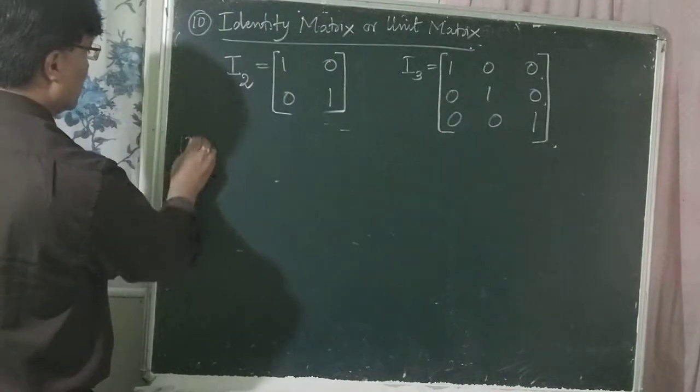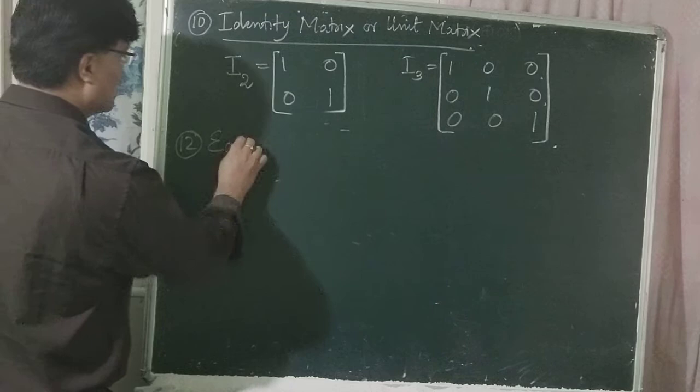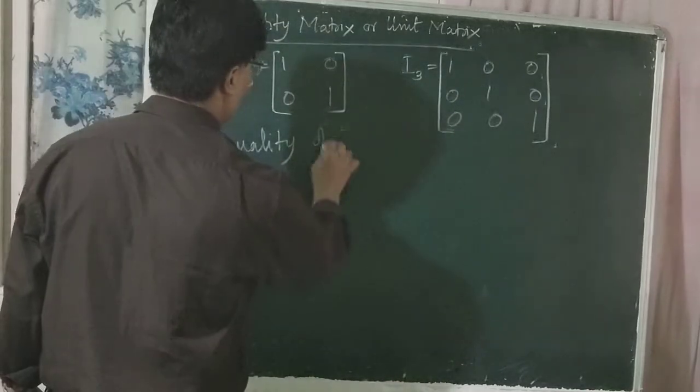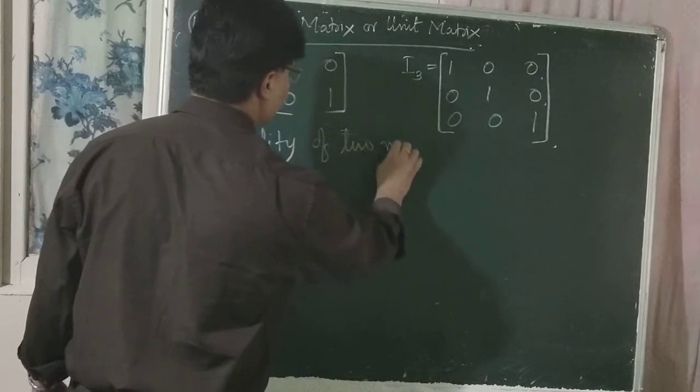Now number 12 is equality of two matrices.